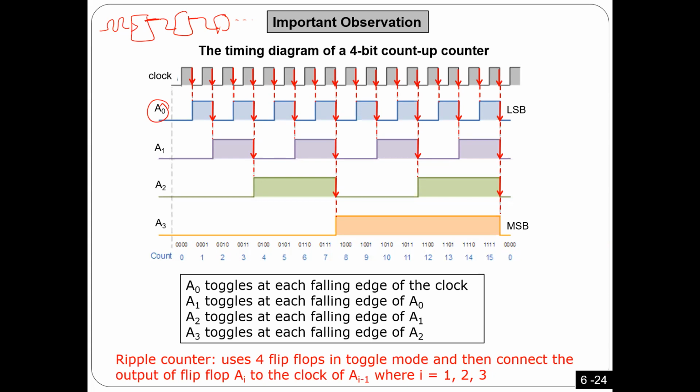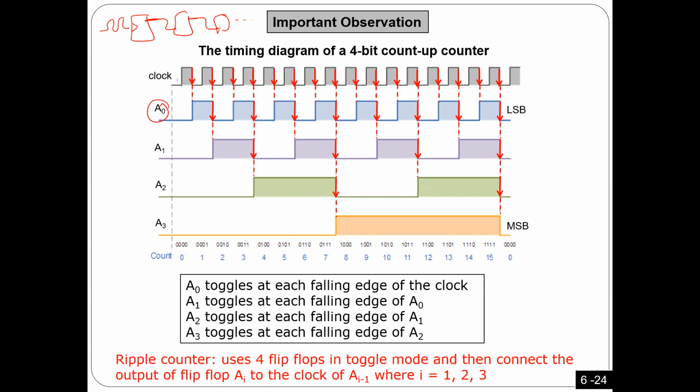Now, because E1 is triggered by E0, this is a ripple counter. Every flop is triggered by the previous one. E1 is triggered by E0. Look at what observation you can have here. Every time there is a falling edge here, E0 has to toggle. In order to get this timing diagram: falling edge, toggle, falling edge, toggle, and so on.